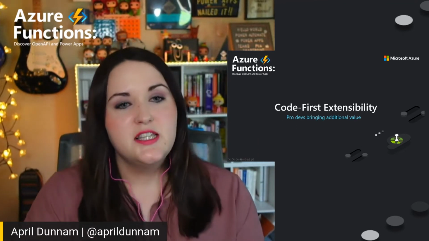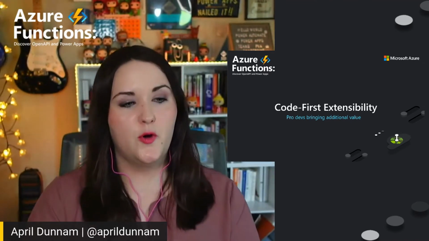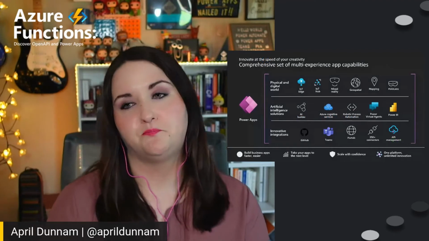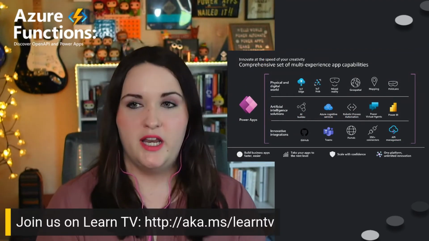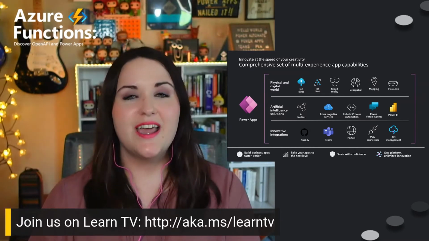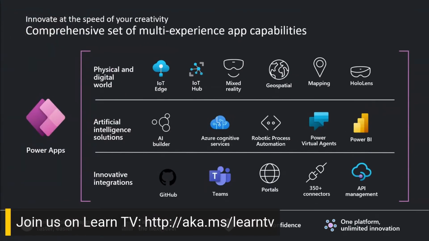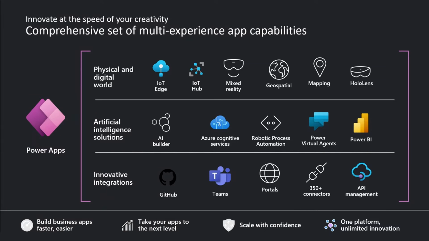Okay, so code first extensibility. Let's see how we can get a little deeper and explore some of the points that are available there for the Power Platform. Now, Power Apps specifically, we've touched on a couple of these already, but this shows a great overview of everything that's possible from an integration standpoint with Power Apps. So we have integrations into the physical and the digital world with things like IoT Edge and Hub. We have those mixed reality components that I mentioned earlier, geospatial mapping, and even HoloLens support.